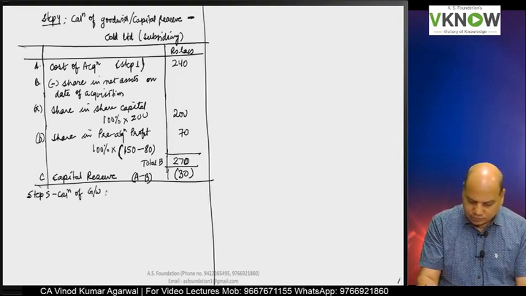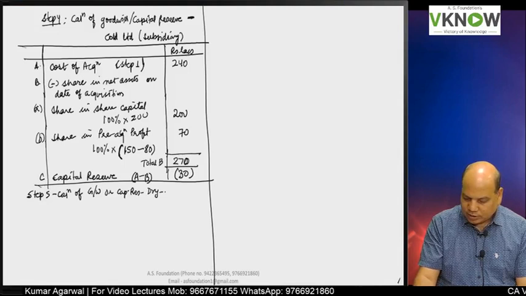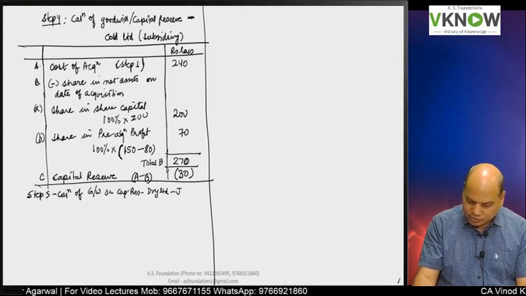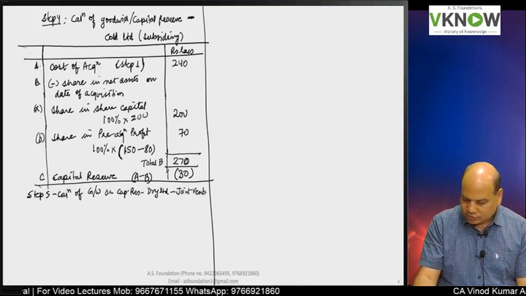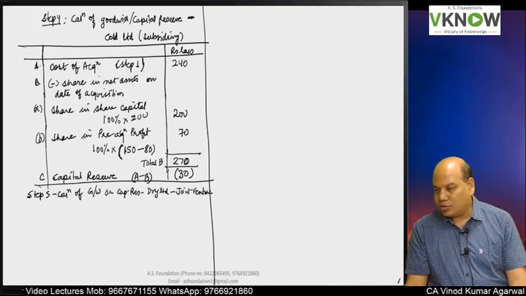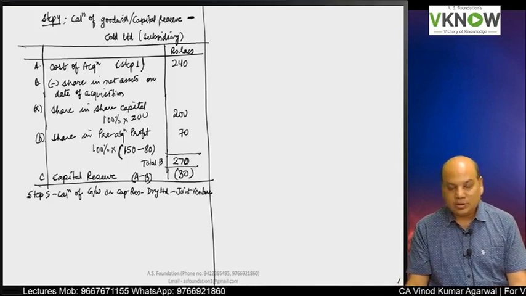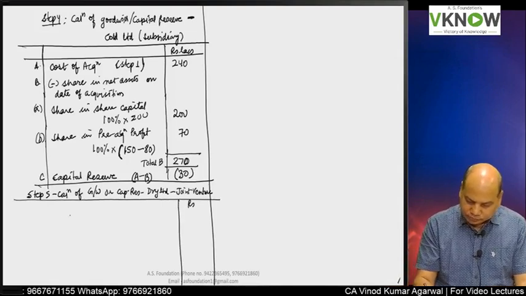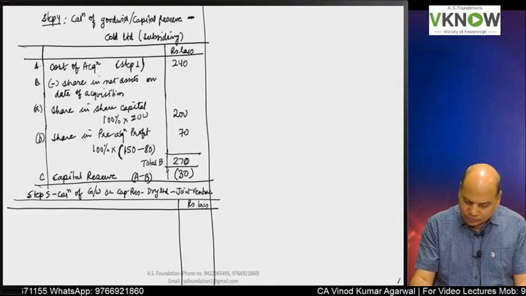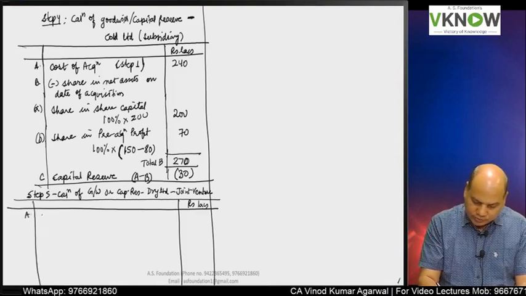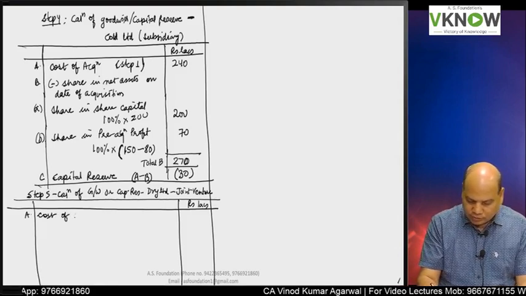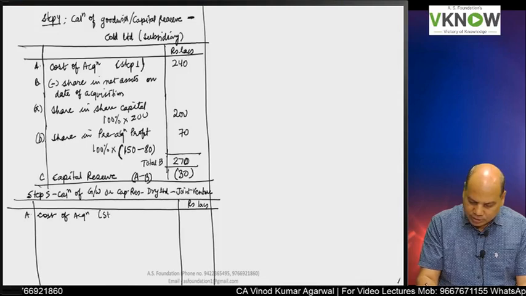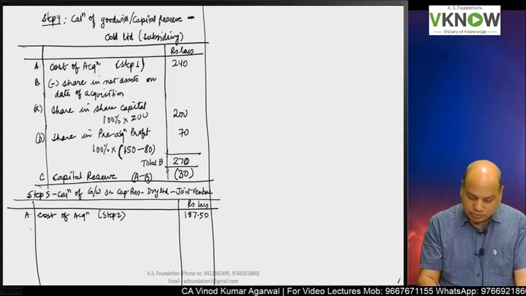Calculation of goodwill or capital reserve in case of Dry Limited, which is our joint venture. So write down, right hand side, rupees in lakhs. First write down A, cost of acquisition in bracket step 2. If you go to step 2, you will find 187.50.